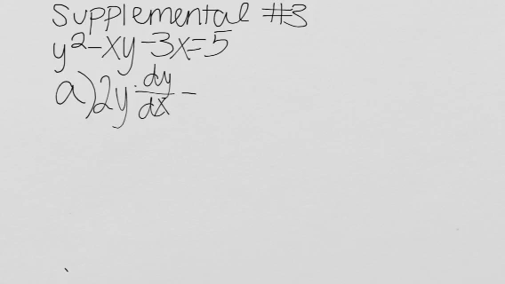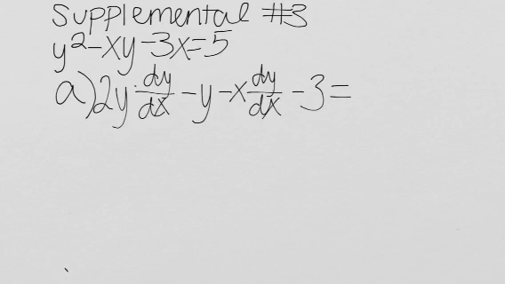So first I'll derive negative x and then leave y. So negative x derives to negative 1 times y, which is just negative y. And then for the next portion, I will leave negative x and multiply it by the derivative of y, which is dy/dx. And then negative 3x just derives to negative 3, and that will all be equal to 0 since 5 is a constant and it always derives to 0.